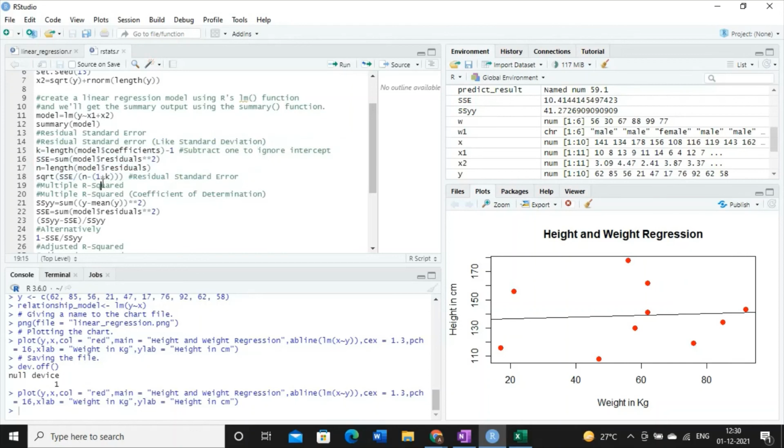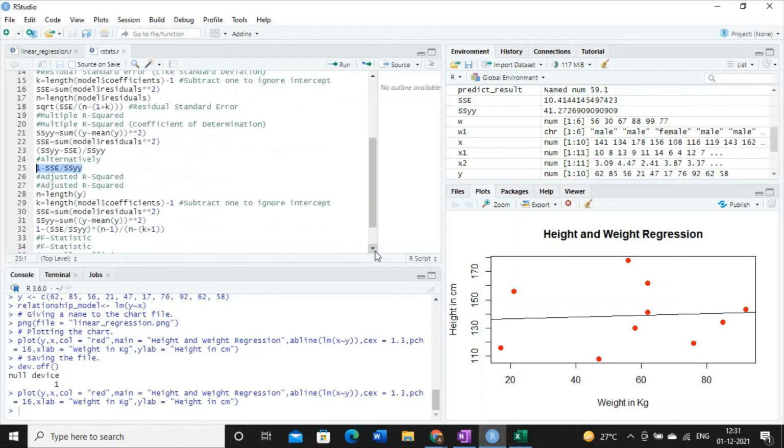And then again, whenever we click on the summary function, we get another concept, multiple R squared. This multiple R squared is used for the coefficient of determination. And what is the formula of multiple R squared? Again, I have written the formula of finding multiple R squared. But here I have given one alternative approach. If you execute this line, then whatever value you get, the same value can be calculated by this. So basically we have two approaches of calculating multiple R squared.